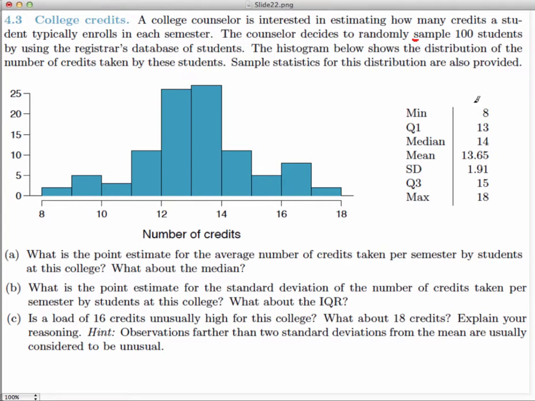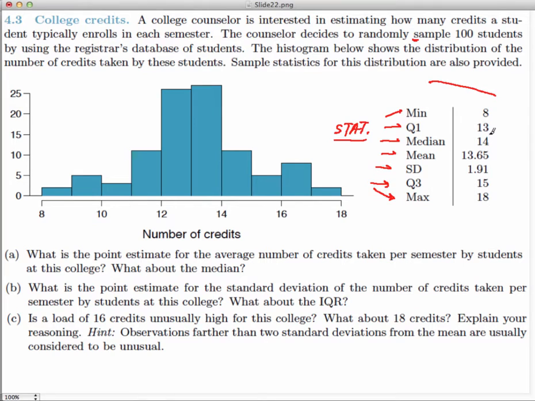And so we know that these values right here, in particular Q1, the median, the mean, the standard deviation, and Q3, those are all statistics. Those are all values that are estimates of population values, okay? And actually, the min and the max are also estimates, because there obviously could be larger or smaller values in the entire population. So what is the point estimate for the average number of credits taken per semester by students? What about the median?